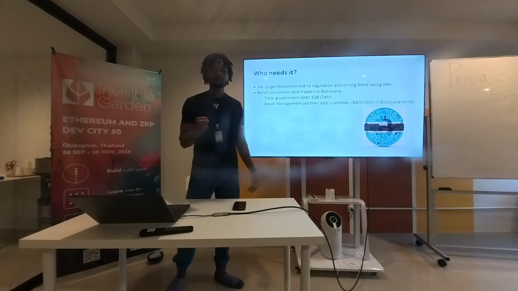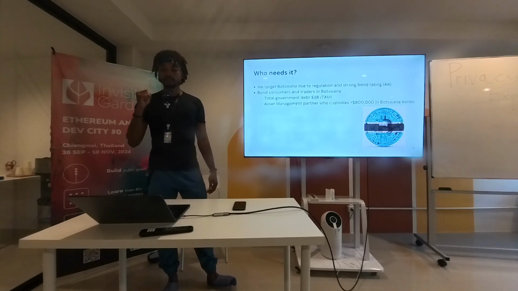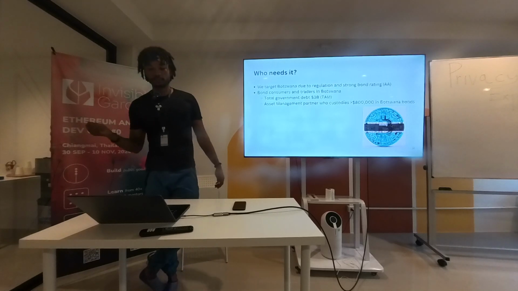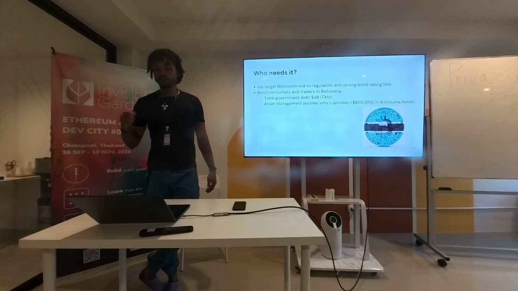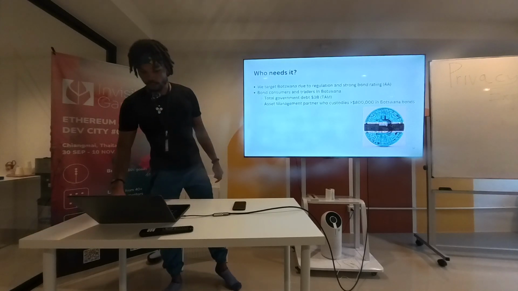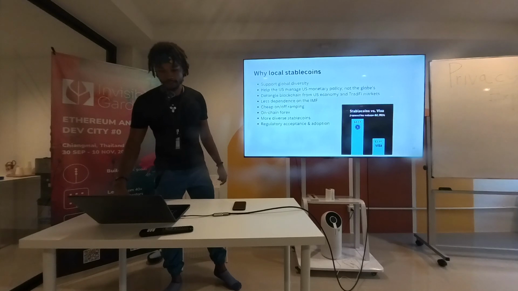So like I said earlier, we're targeting Botswana. They have a really strong bond. It's low probability of default. And then they also have a relatively stable currency. And then their total government debt is around 3 billion in the total addressable market.